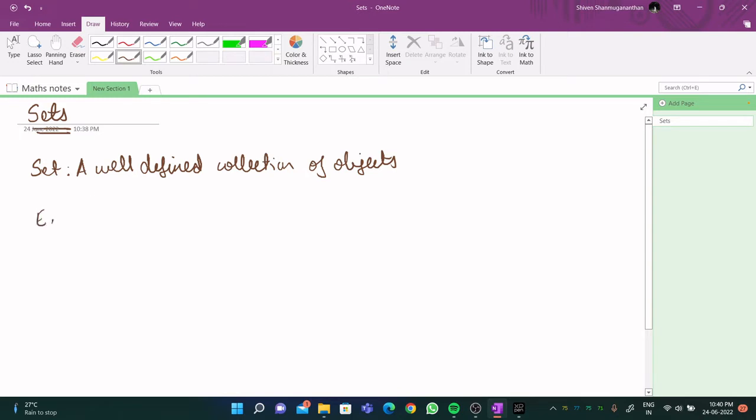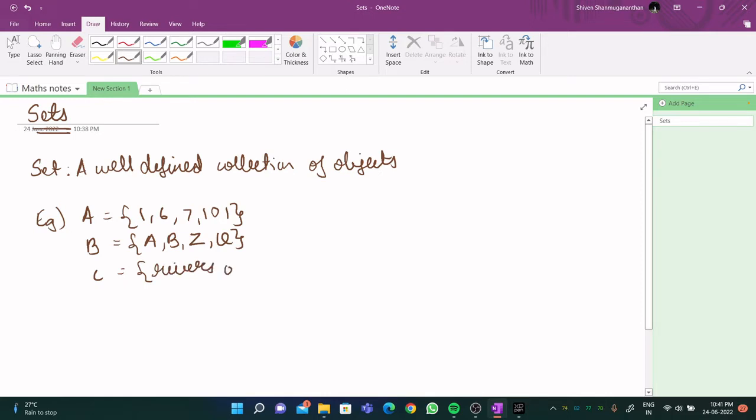So example, let A be a set. A can contain numbers. They don't have to be in a pattern or anything. They can be a random set of numbers. A set can have alphabets. A set can have maybe rivers. So basically, it can have anything. A set can contain anything which is well defined. So let me underline that in red here. Well defined.